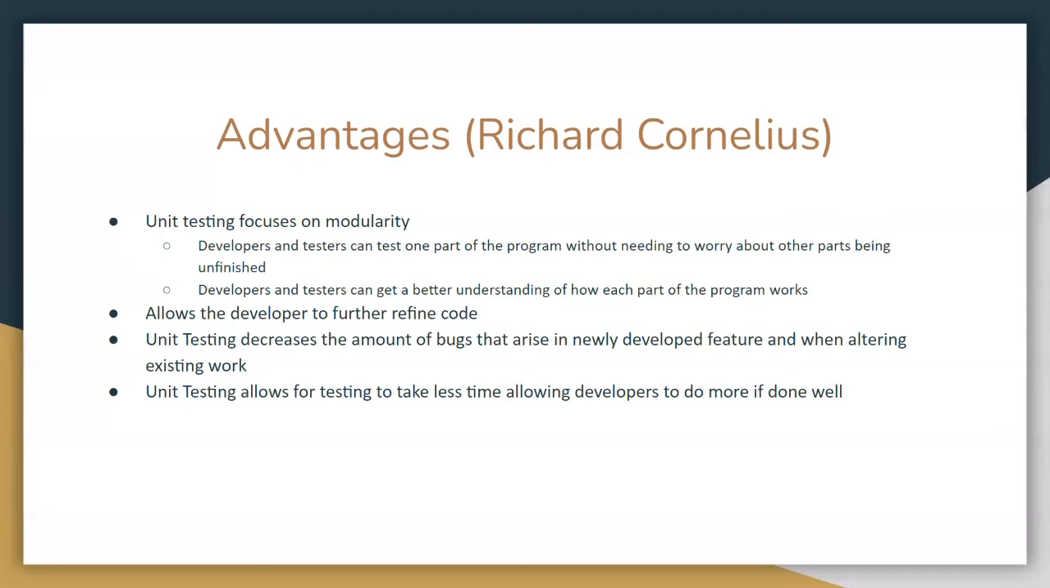This form of testing also allows developers and testers to get a better understanding about how each part of a program works. Through this testing, developers can refine code and get it to run very optimally in each specific area. And when unit testing is done well, it decreases the amount of bugs and other issues that tend to appear when adding features or when rewriting code. And if done exceptionally well, unit testing also saves developers quite a lot of time throughout the entire development process.